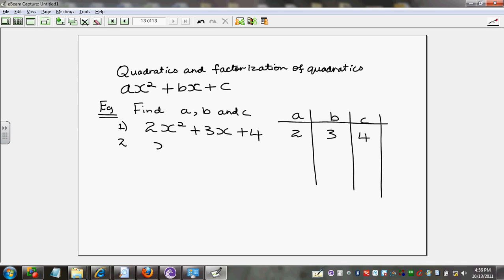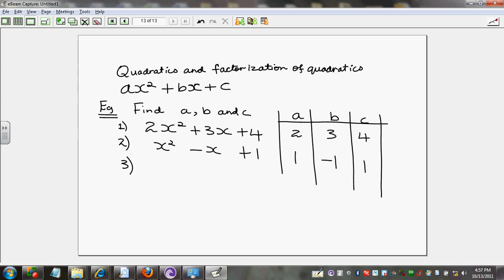Let's look at another one. x squared minus x plus 1. What would be a, what would be b, and what would be c? A is 1. B is negative 1. And c is 1 again. Good. We're going good so far.